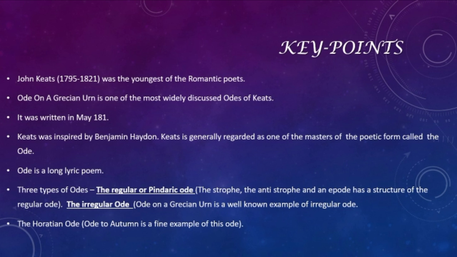Generally, Keats is regarded as one of the masters of the poetic form called the ode. Sonnets, elegy, lyric, dramatic monologue and ode, etc. All these are poetic forms in literature.